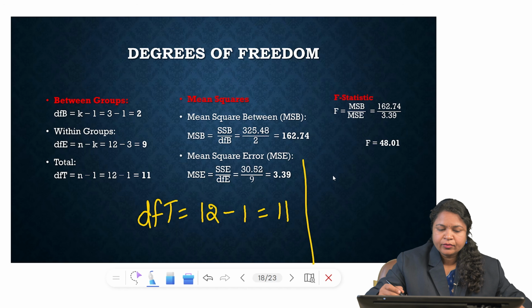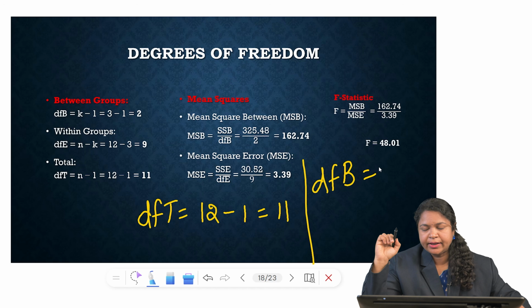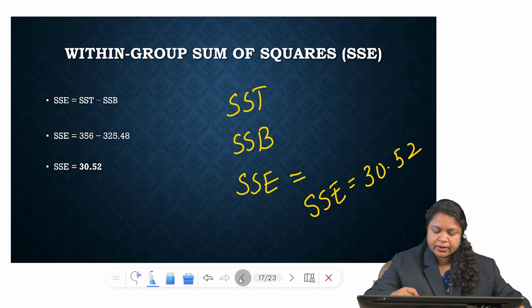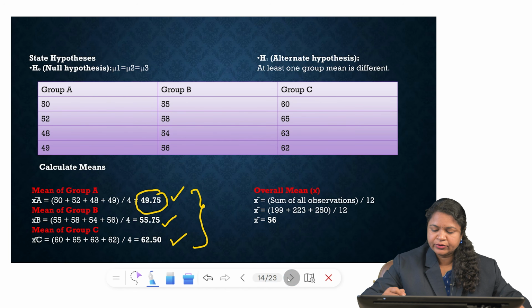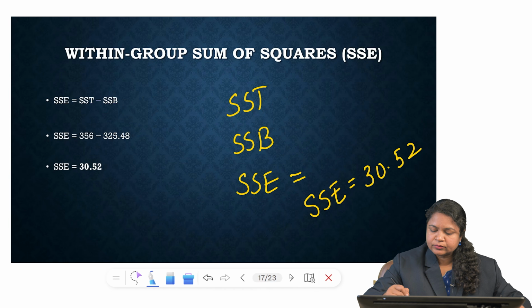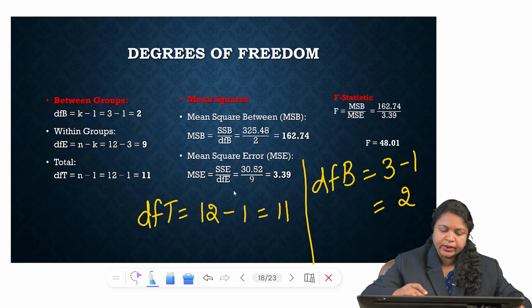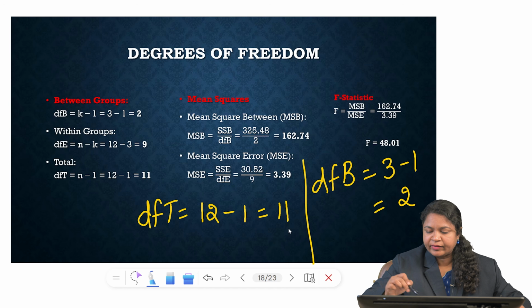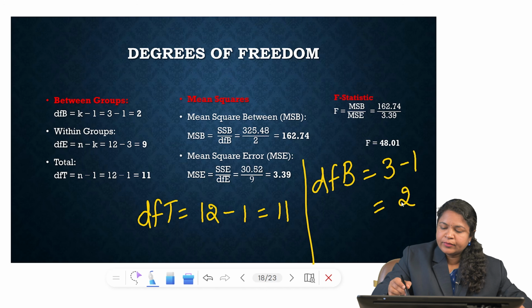Similarly, we have to find out between the groups. Between the groups, it's represented by DFB. So how many groups are there from the table? We have group A, group B, group C. 3 groups. So 3 minus 1 is 2. So now total degrees of freedom are 11. Degrees of freedom within the groups are 2, and between the groups are 2.